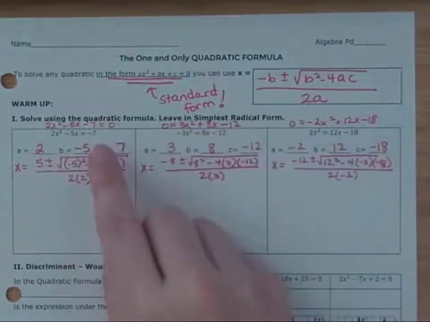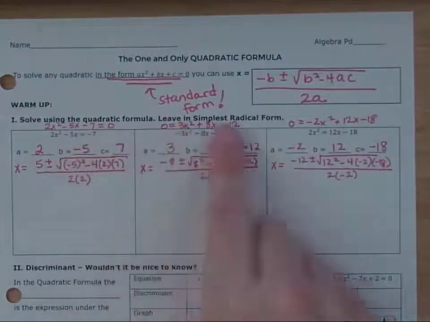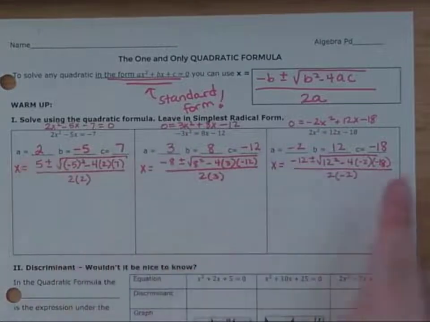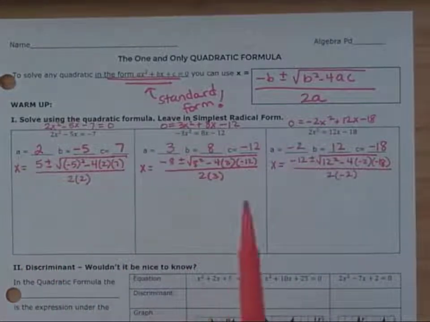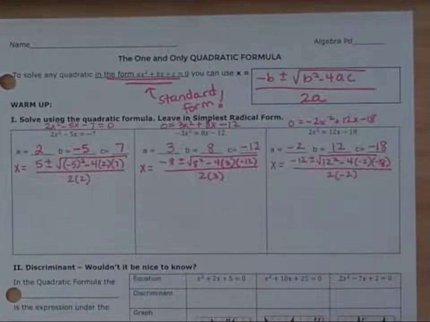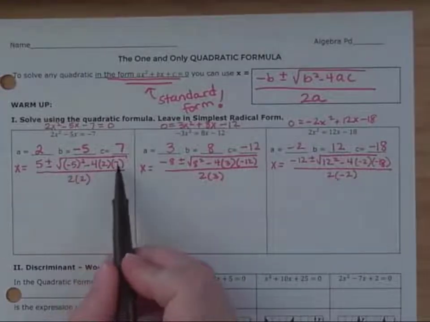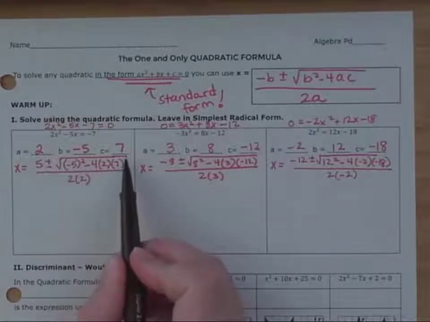Okay. You definitely want to put them in standard form first and then identify your A, B, and C. So I've done that and I filled in the quadratic formula. So pause if you haven't done that and make sure you get to where I am. All right, so in the first one, remember it'll save you a lot of trouble if you simplify what's in the radical symbol.